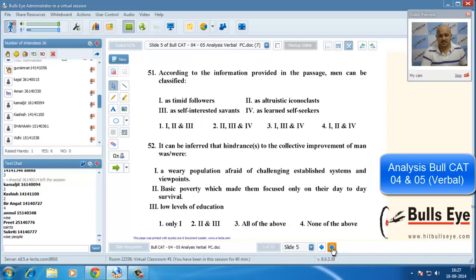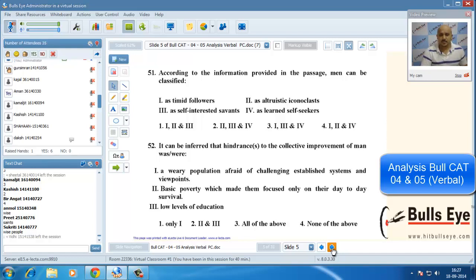As self-interested savants, you'll go back and you'll find that this sentiment is not expressed in the passage, this particular sentiment. So this is the one sentiment which is missing. As learned self-seekers, this is given there, where he states that some of those who have knowledge actually only work for their own benefits. So that is why the correct answer in this case is option 4. With these questions, the ones which have these options 1, 2, 3, 4 in Roman numerals, and then you've got to select one out of these as the answer.